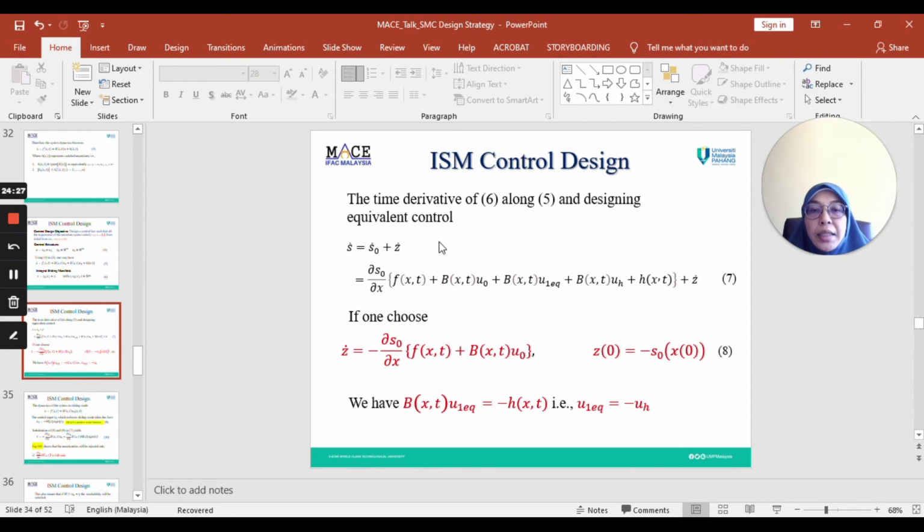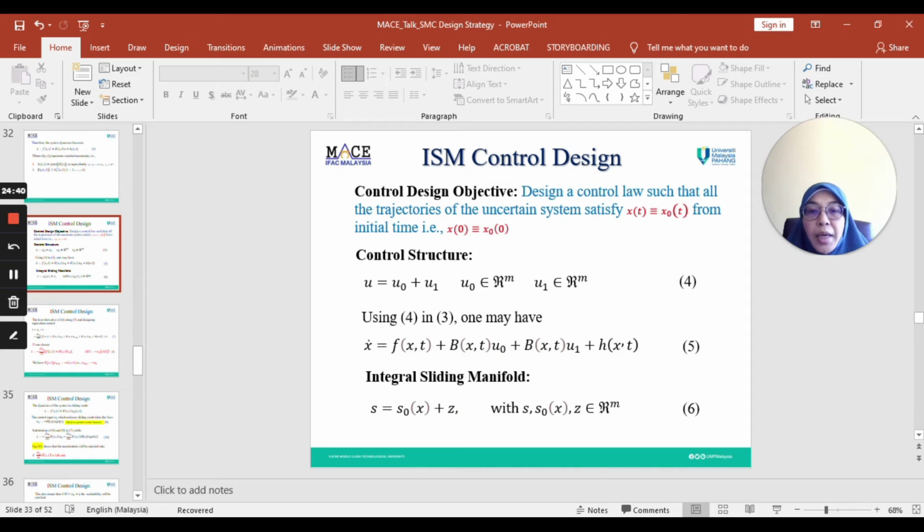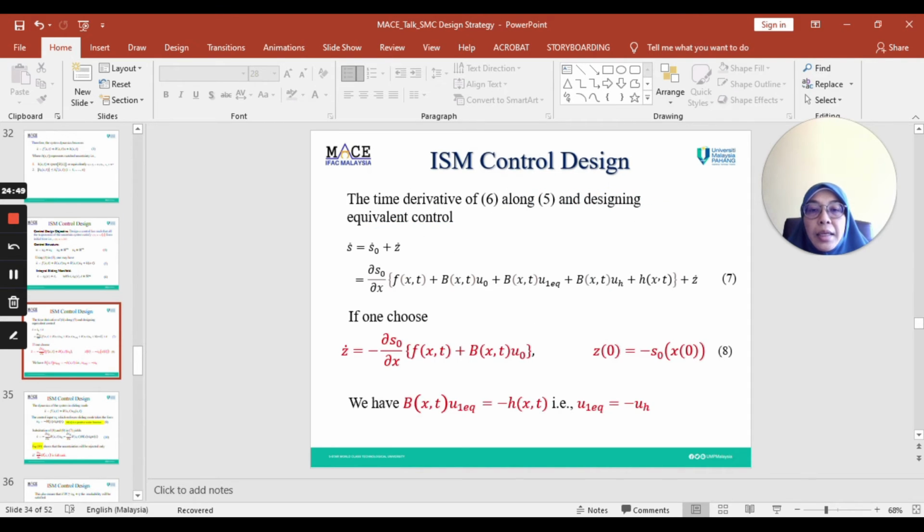Then the time derivative of the sliding surface is given by this equation, and when we know that S naught is equal to the conventional sliding surface of conventional SMC, then we have this, and from here we can choose our z dot such that, okay, we choose this z dot as this, then we will have our equation left with this equation.